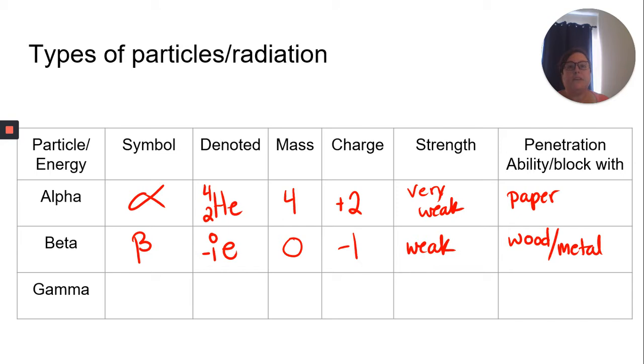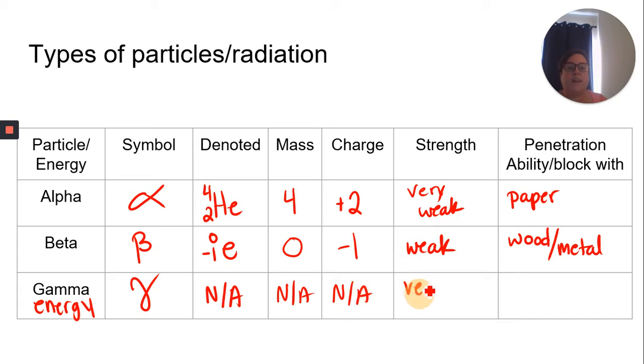All right, gamma is our third one, and the Greek symbol for gamma kind of looks like a scripty Y or an upside down alpha if you want. It's a form of energy. So gamma is simply energy, where alpha and beta are actual particles. So we don't denote them in a reaction at all because it's energy and our reactions just show particles. It doesn't have a mass. It doesn't have a charge because, again, it is just energy.